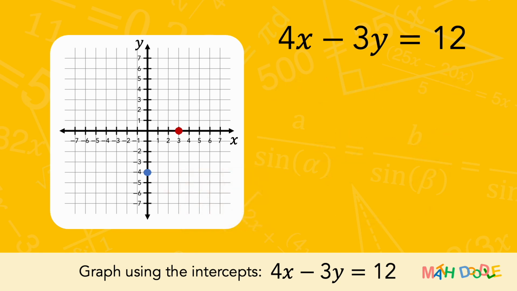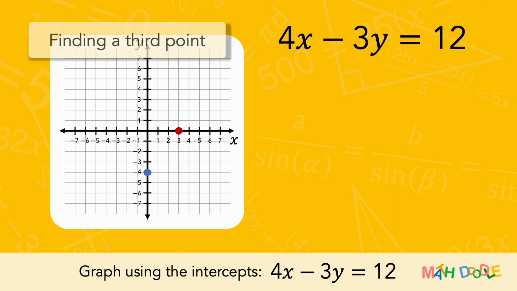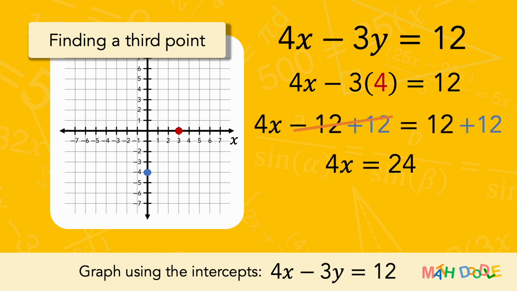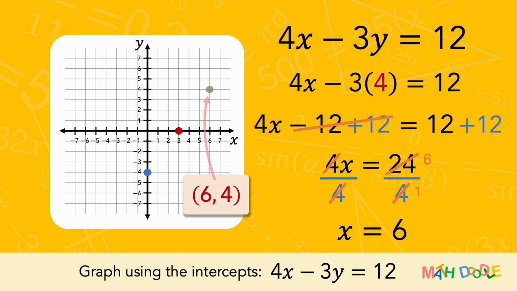To ensure the accuracy of the line, let's find another point the line passes through. For example, let's find the value of x when y is 4. To solve the equation for x, let's add 12 to both sides. Then, let's divide both sides by 4. So, when y is 4, x is 6. This tells us that the line of the equation passes through the point (6, 4).